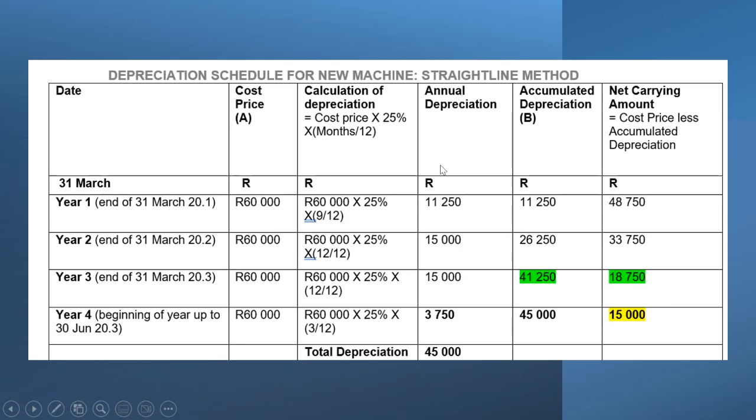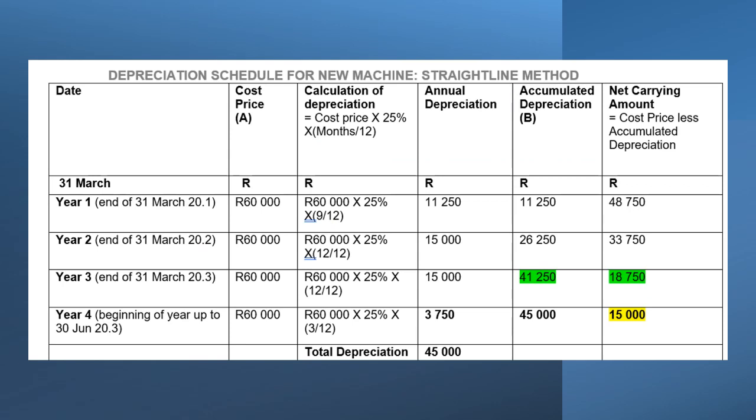Then your annual depreciation, how much is it? It was going to be 11,250. And what was going to be your accumulated depreciation then? Remember, when you debit depreciation expense, you credit what? Your accumulated depreciation. So it will have been the same amount, 11,250. And what will be your net carrying amount? How do you calculate net carrying amount? You say cost price, which is 60,000, less your accumulated depreciation of 11,250. You get 48,750.